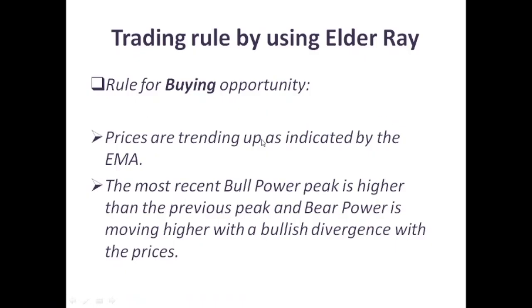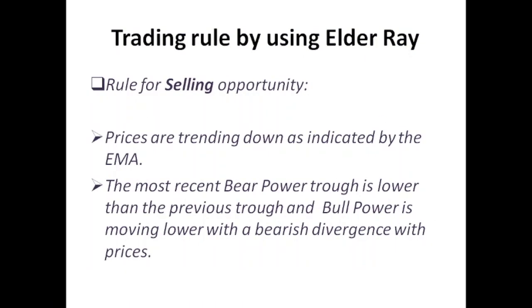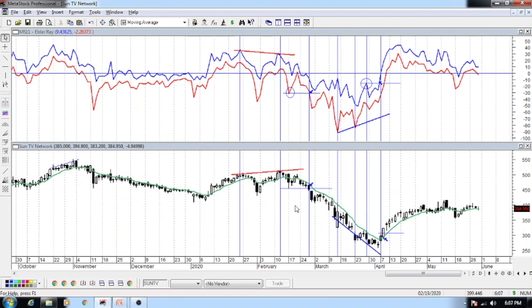Now I will discuss the selling opportunity using Elder Ray. Here we have to check the price direction. If the price is trending down as indicated by the EMA, this is the first condition we need to check. So price has to be in a downtrend mode. Second, the most recent bear power bottom is lower than the previous bottom and bull power is moving lower with a bearish or negative divergence. Now I will go to the chart.